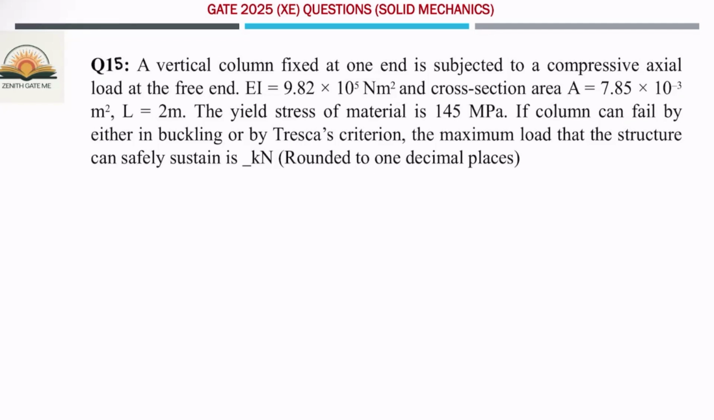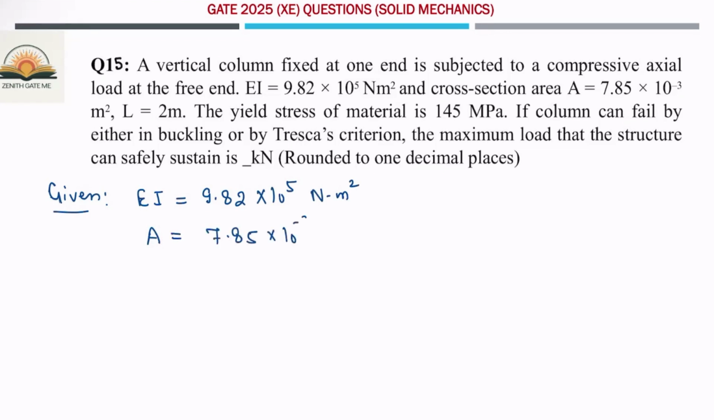For that, you have to check both criteria: one is the Euler buckling criterion, and the second is the Tresca criterion. Let me first write down the data given in this question. The flexural rigidity EI is 9.82 × 10^5 N·m². The cross-sectional area is 7.85 × 10^-3 m². The length of the column is 2 meters, and the yield strength is 145 MPa.